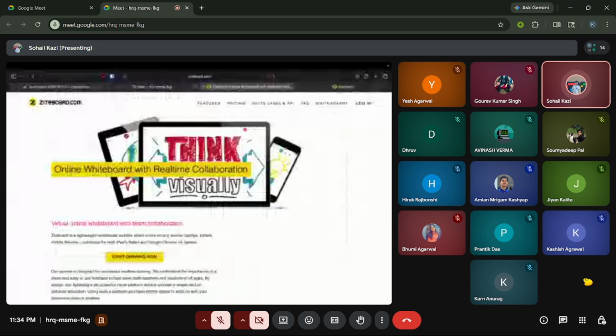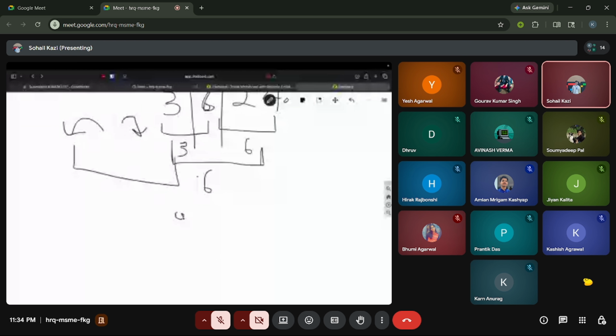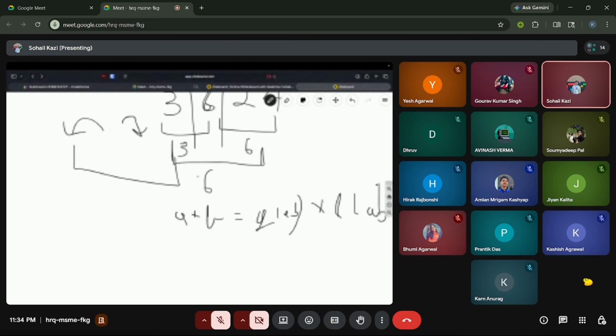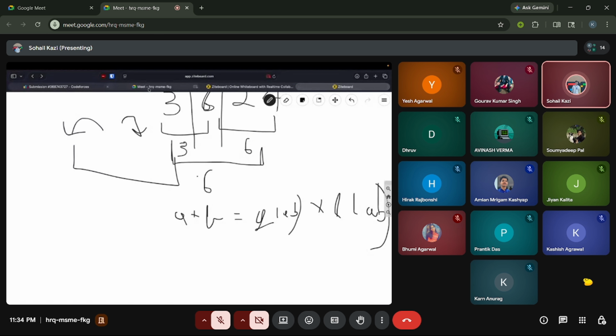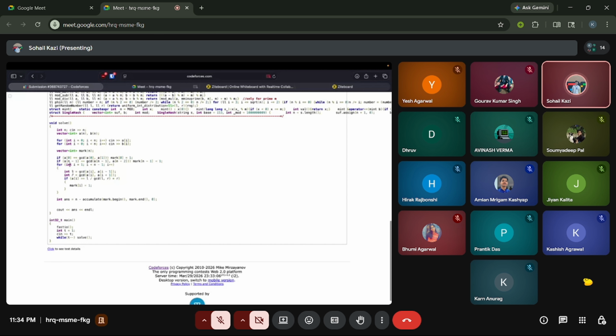Why? Because there is a formula that A into B is equal to GCD of A, B into LCM of A, B. So we can use that formula basically. Yeah. So if A of I is equal to the LCM, we cannot modify that.